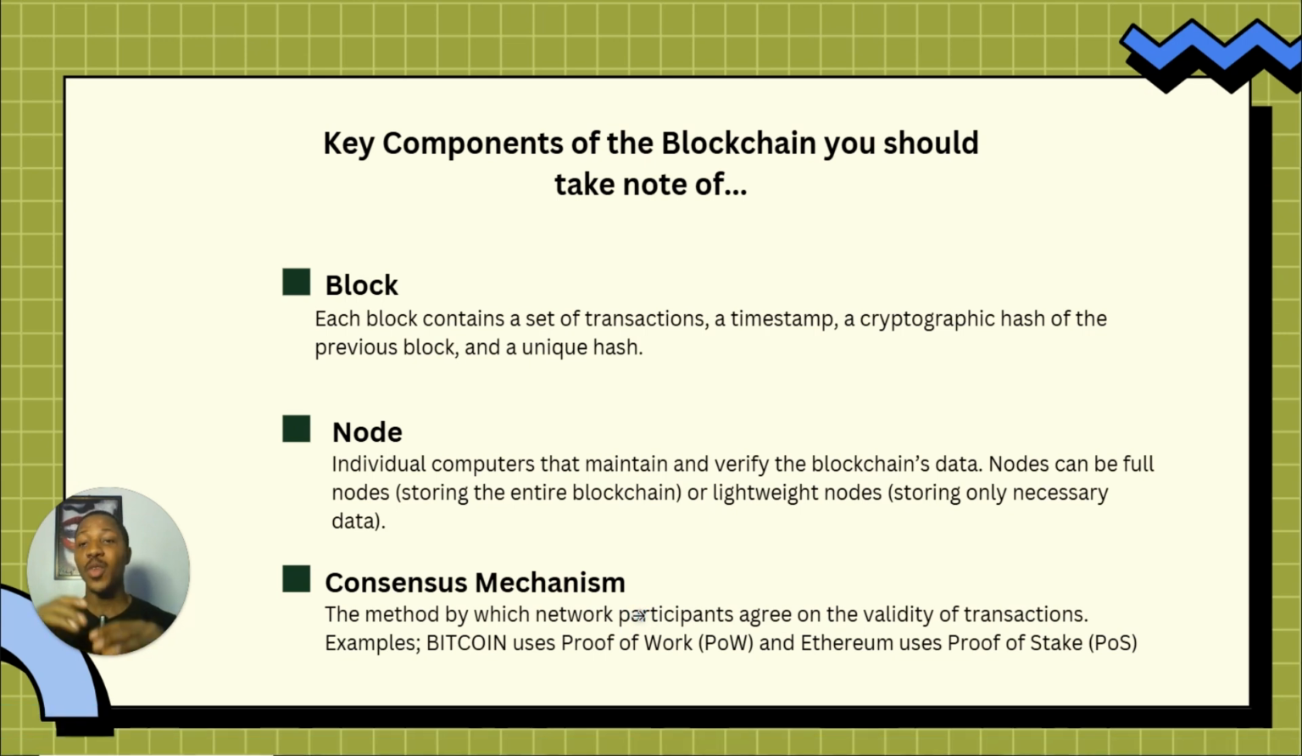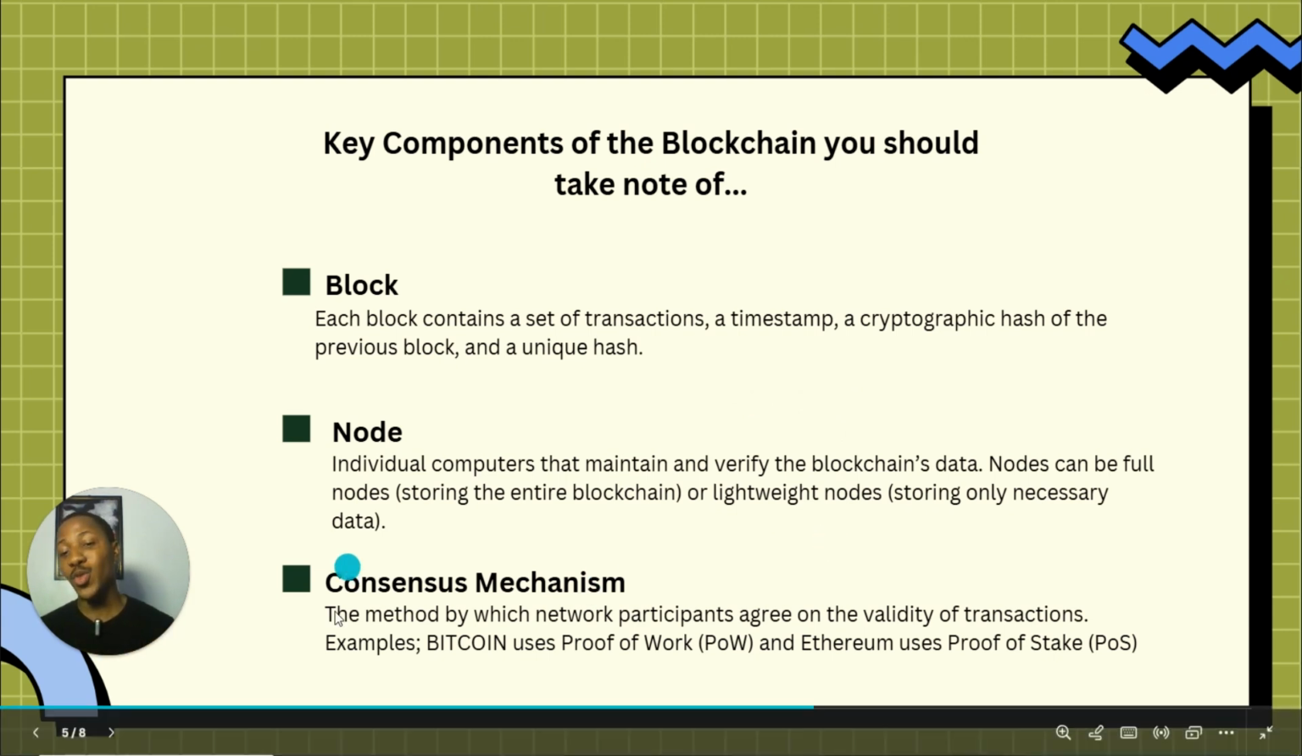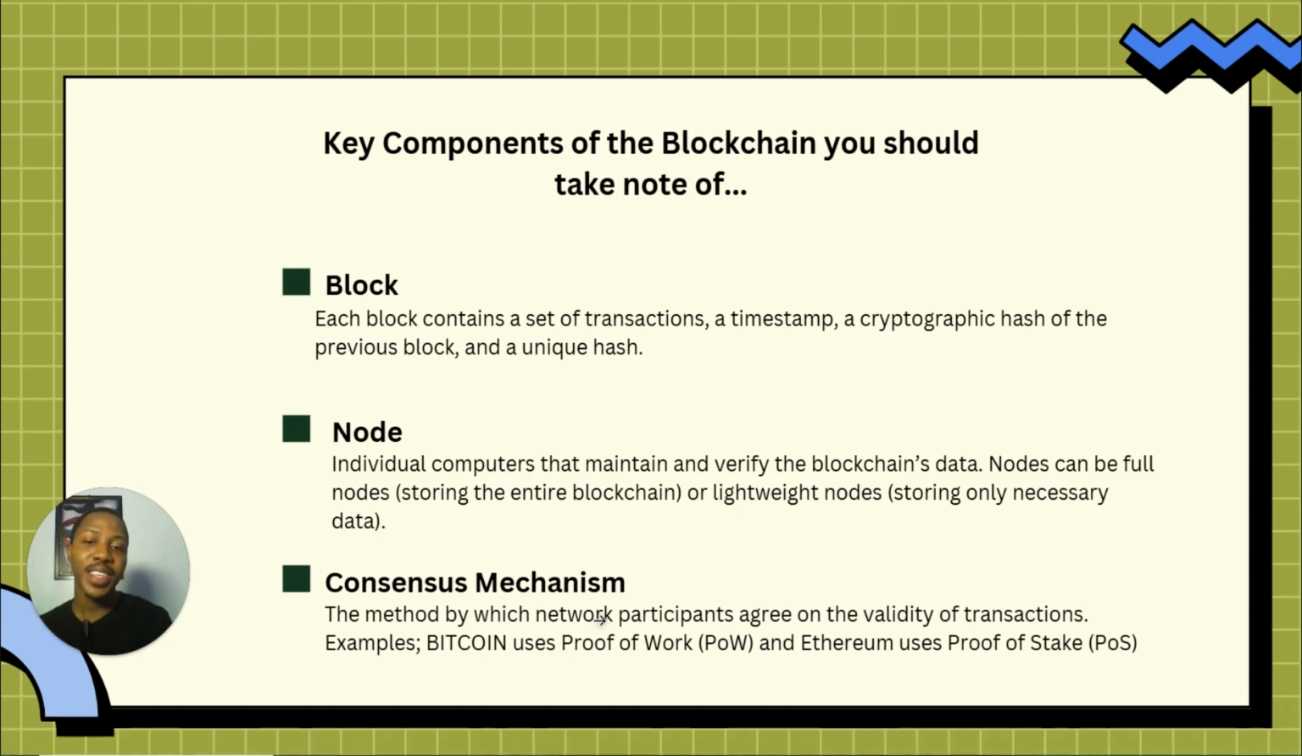Especially when you have a lot of nodes, thousands of nodes across the world. There needs to be a way where everyone agrees to validate transactions on the internet, and that's what's called a consensus mechanism. It's basically a method where they agree on how this transaction should be added to the blockchain.